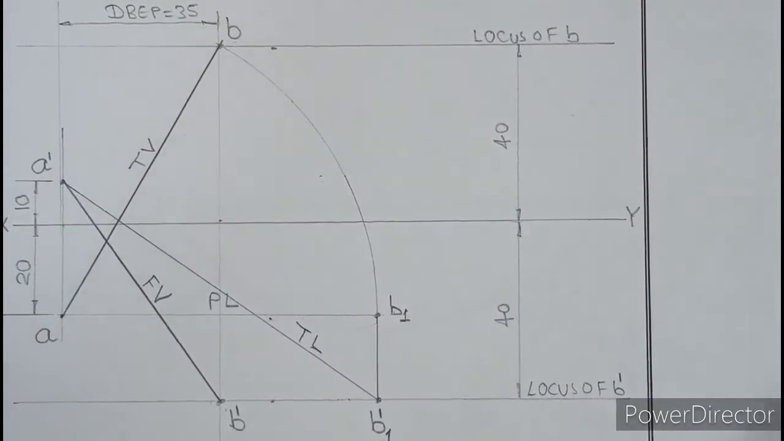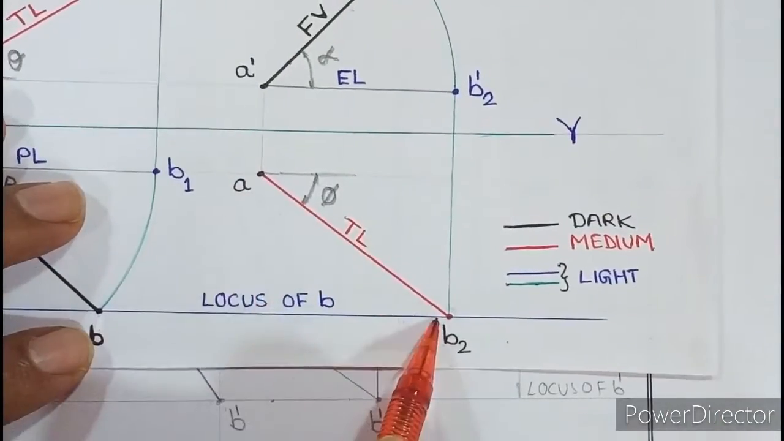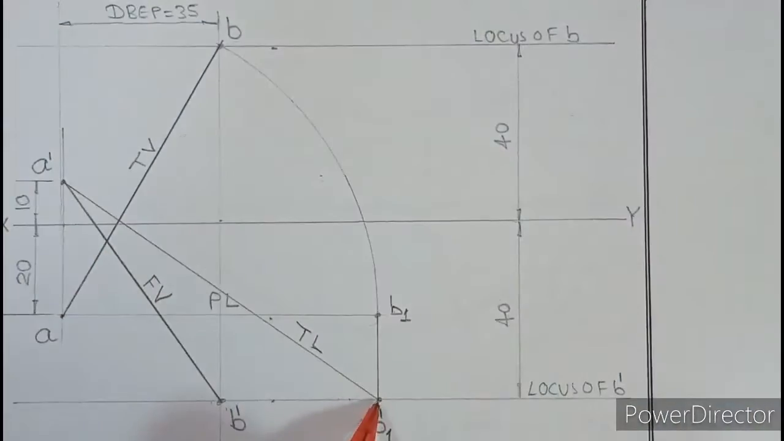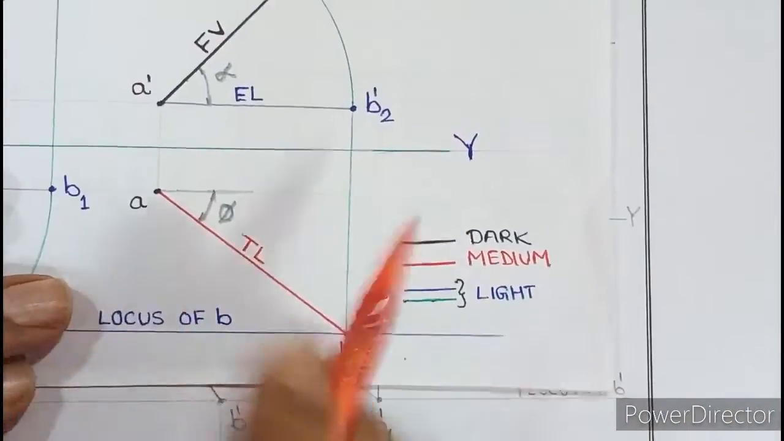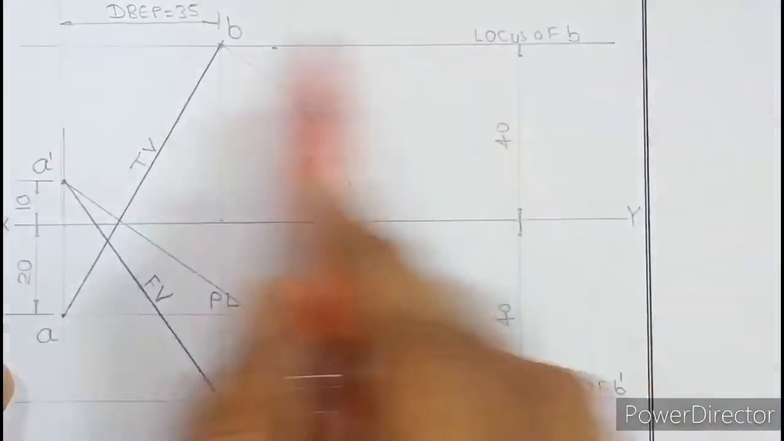Okay. Now the question is, you got one true length A dash B1 dash. How will you get the next true length AB2? As we know, true lengths are always the same. So take this true length in the compass. The next true length is AB2. So A is here, and where will B2 be? On the locus of B.